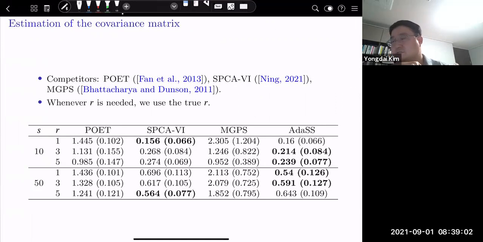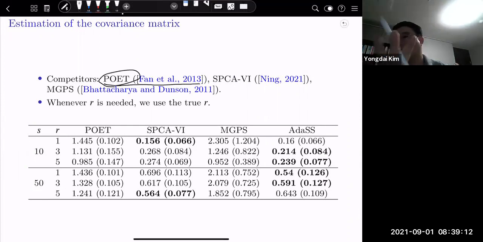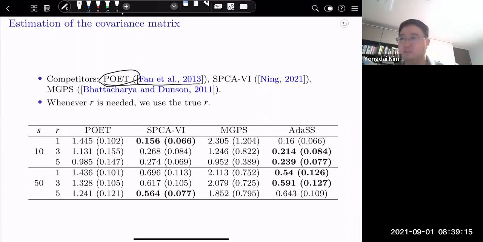For this experiment, we consider 3 competitors. One is POET, proposed by Fan et al. This is a method not specialized for sparse factor models. This POET is a method for non-sparse factor models, but in this case, P cannot be larger than N. And SPCA-VI is a Bayesian model proposed by Ning, which can be compared to our method. But this Bayesian model assumes that the true factor dimensionality is known, and they only focus on identifying the sparsity pattern of the factor loading matrix.